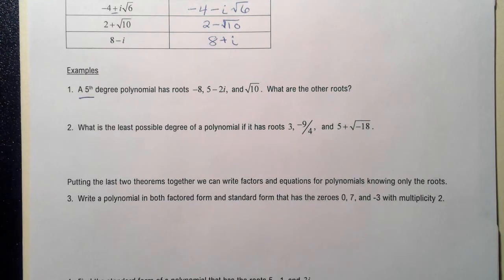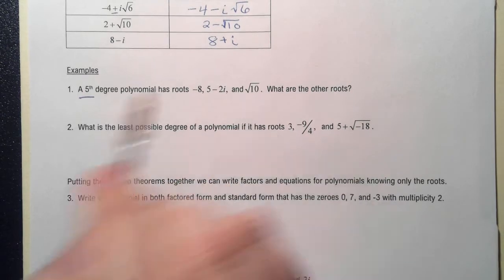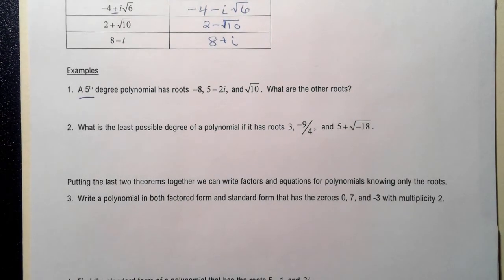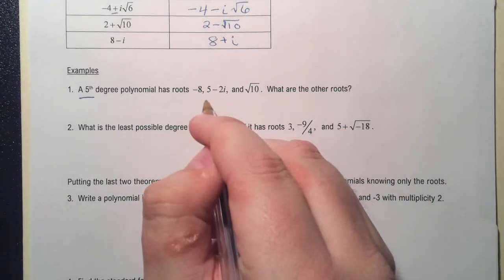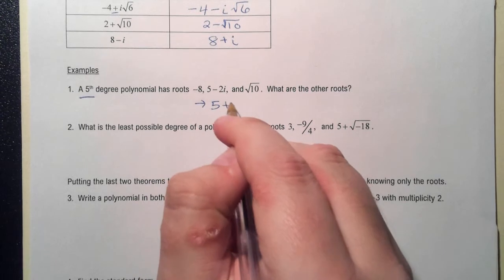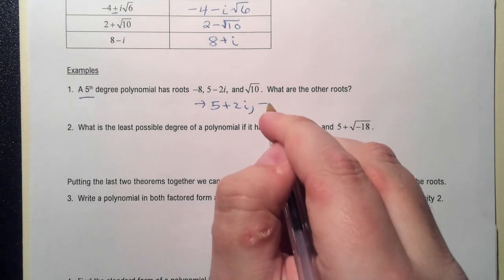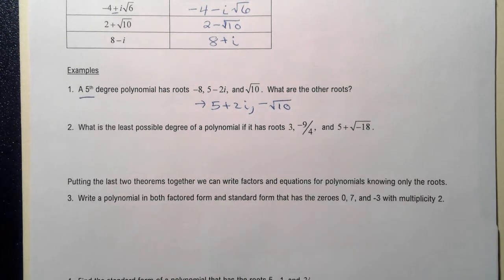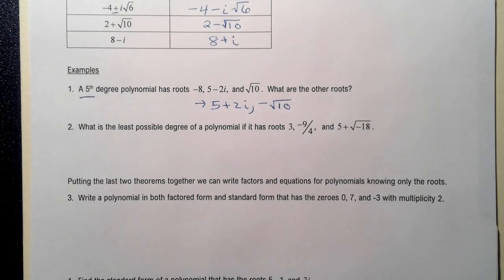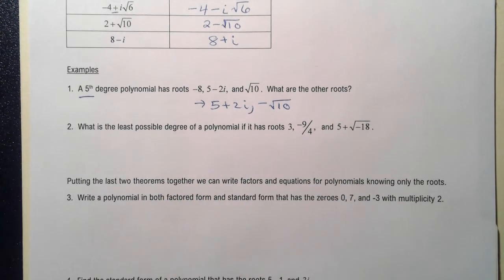I can have those one at a time. But here I have an imaginary number and the irrational square root of 10. So each of those comes with a partner. 5 minus 2i means I must also have 5 plus 2i. And the square root of 10 means I must also have the negative square root of 10, giving me my 5 total roots.